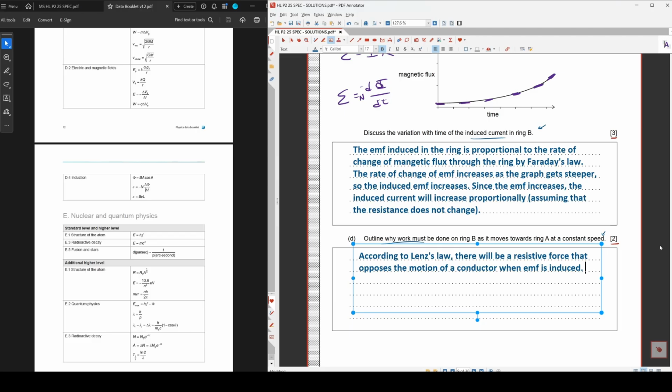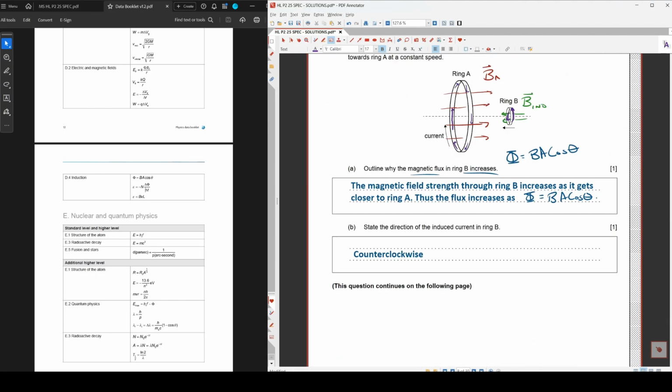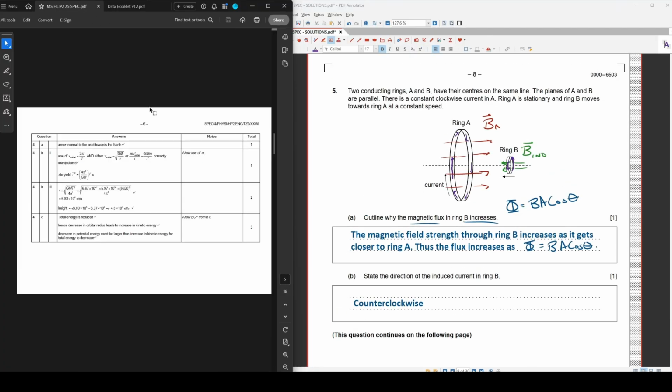And so let's then say, since there's a resistive force, work must be done to overcome the resistive force and move the ring at constant speed. I think something like that's pretty good. Because there's a resistive force, you've got to push against it, so you've got to do work. And Lenz's law says that there's a resistive force. Okay, let's check our mark scheme and see how we're doing.